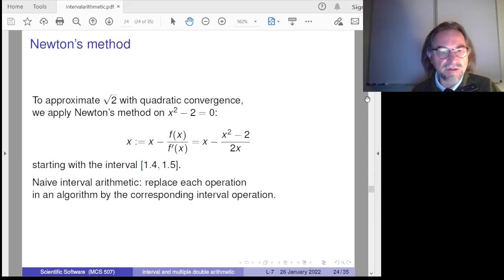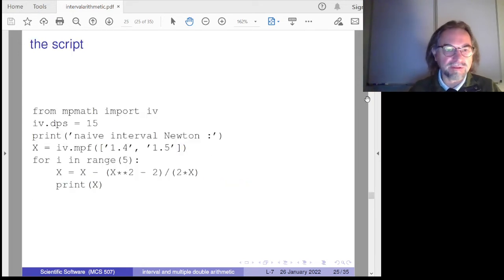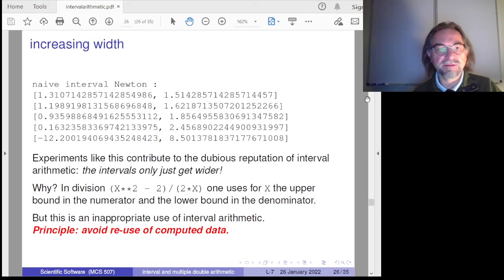So the naive application of interval arithmetic will replace every instance of x with an interval. That's easily coded up. So I now have a capital X, an interval, instantiated appropriately with these strings. So it's the naive application of the interval method.